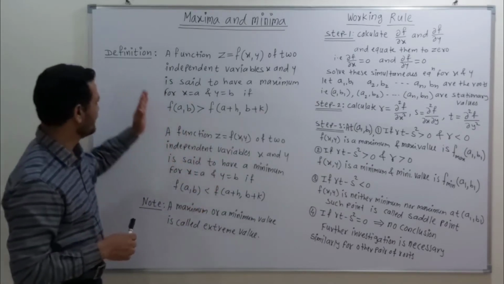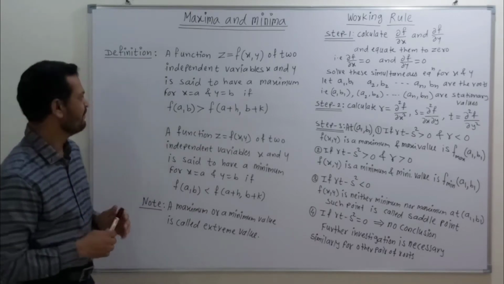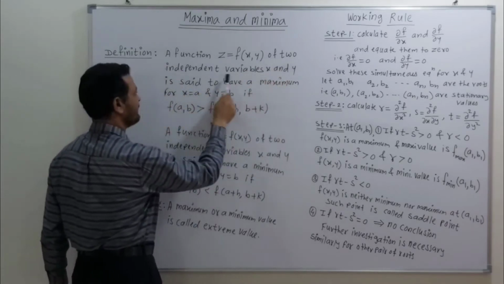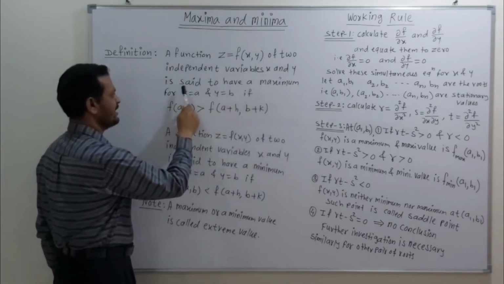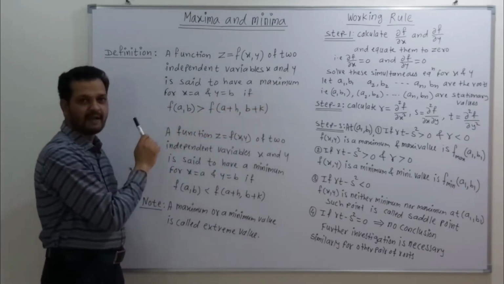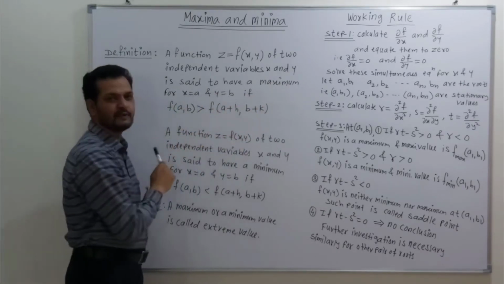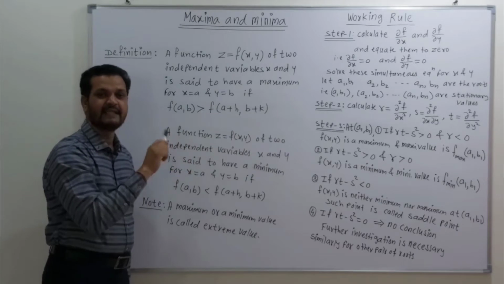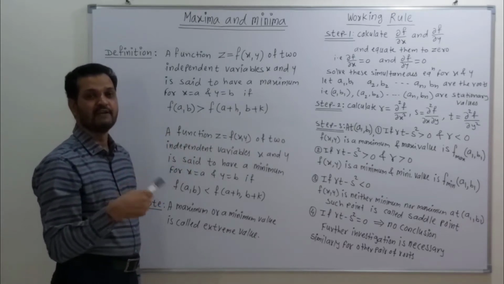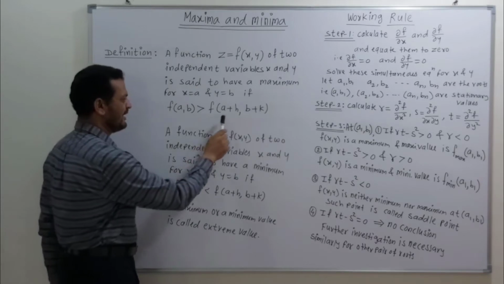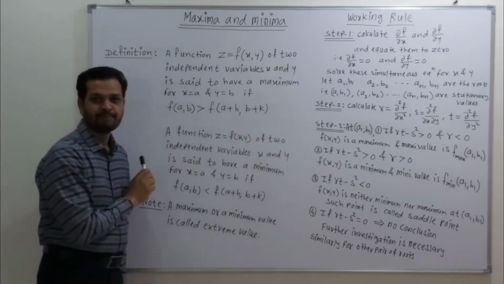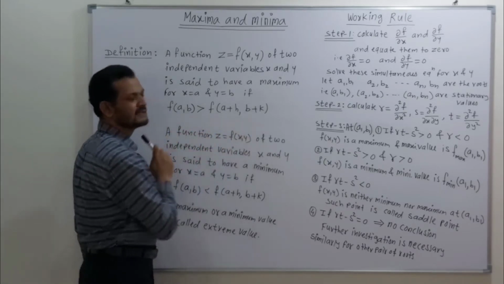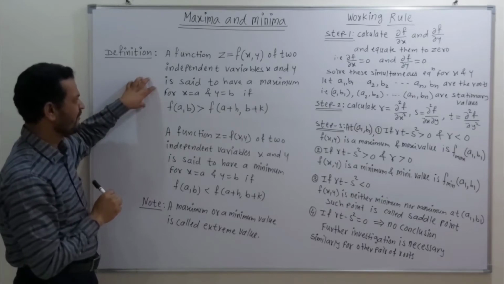So friends, first let's define the maximum of a given function. A function z is equal to f of x, y of two independent variables x and y is said to have a maximum at the point x is equal to a, y is equal to b, if f of a, b is greater than any other pair of values of x and y in a small neighborhood of a and b. That means f of a, b is greater than f of a plus h, b plus k. So this is the simple definition of maximum.